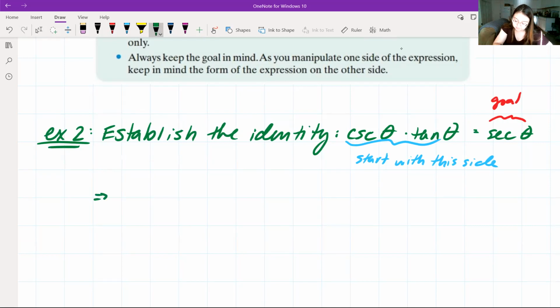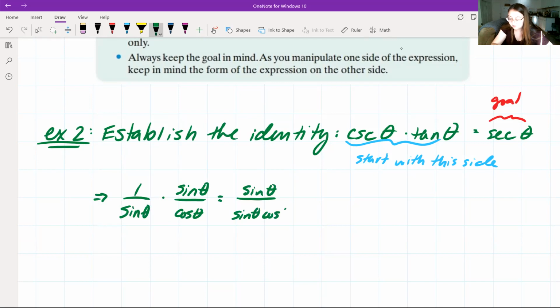Cosecant of theta is just 1 over sine of theta, which we're multiplying by tangent, which is sine of theta over cosine of theta. When we multiply these terms together, it ends up giving us sine of theta over sine of theta times cosine of theta, which our sines of theta end up being canceled out. All this leaves us with is 1 over cosine of theta, which is equal to secant of theta.